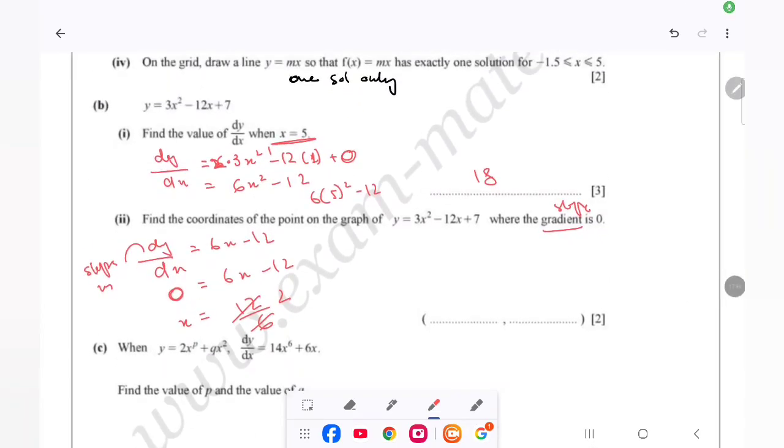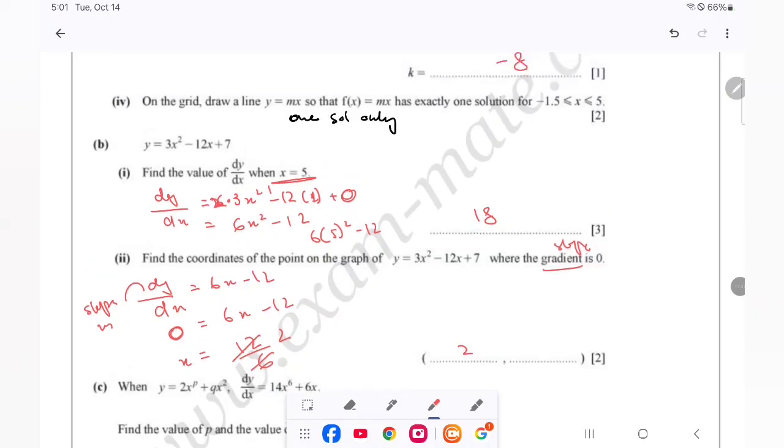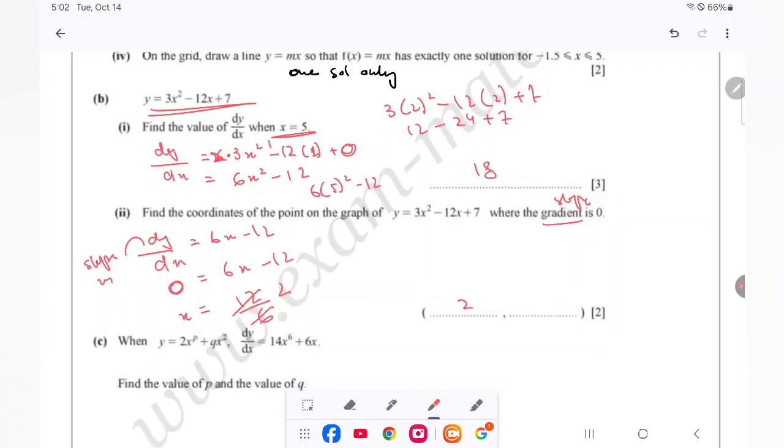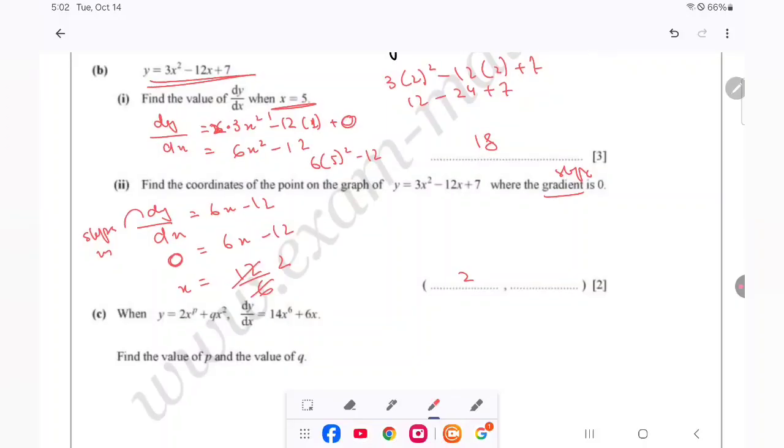In order to calculate the y, x is calculated as 2. Put the x in this equation: 3 into 4 is 12, minus 24 plus 7. Solve further and it will give you the value of negative 5. This is our x and this is our y.